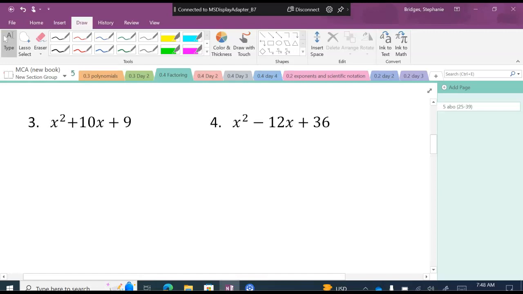factor. So the first one, number 3, says x squared plus 10x plus 9.